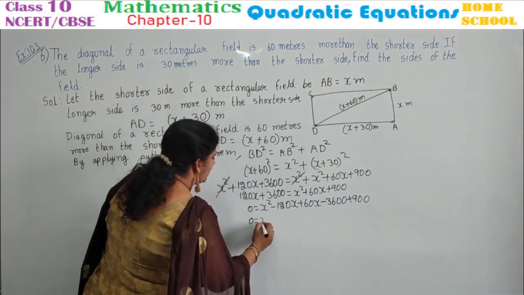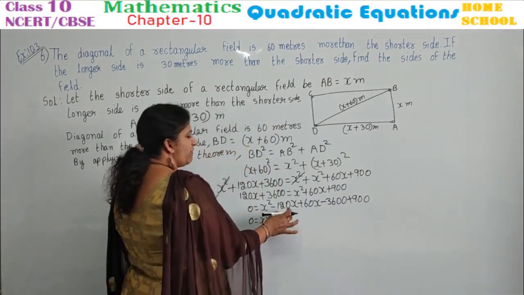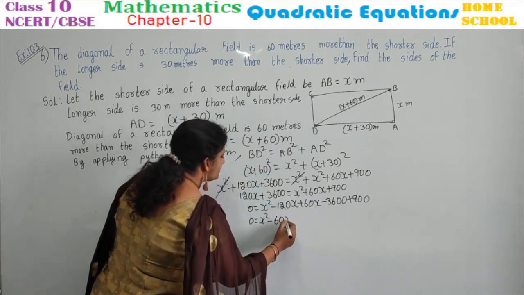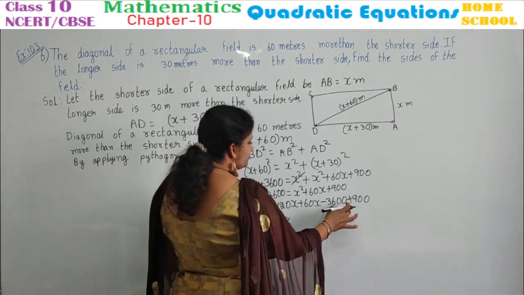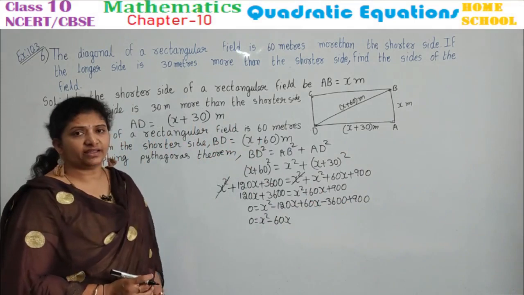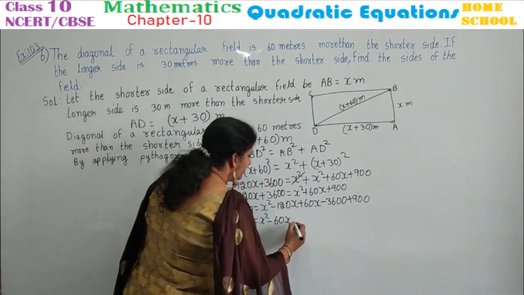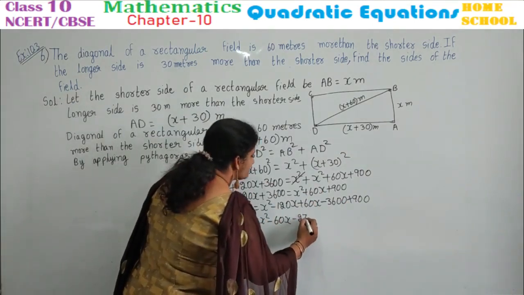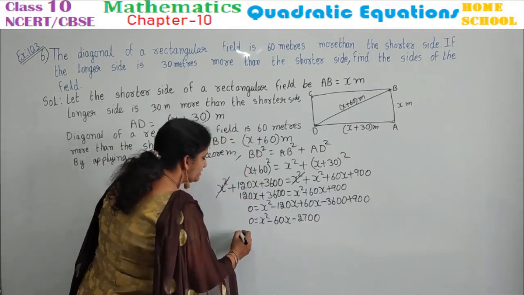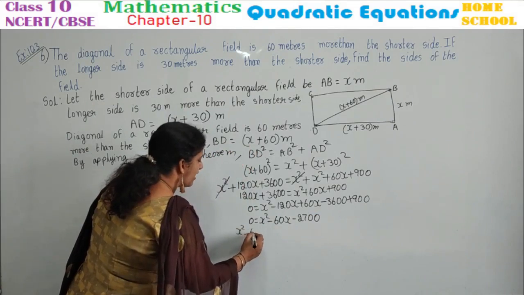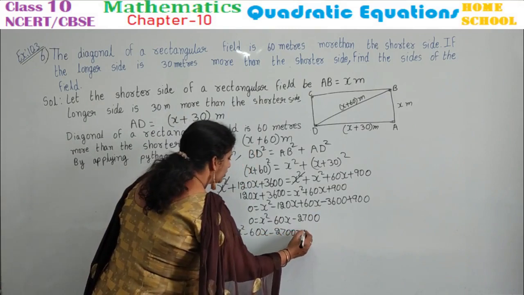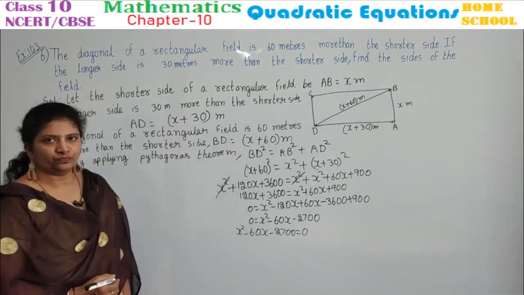0 is equal to x square, minus 120 plus 60 will be minus 60x, minus 3600 plus 900. Subtract 900 there. Then what are you left with? It will be 2700. At a time do reverse. x square minus 60x minus 2700 equal to 0.